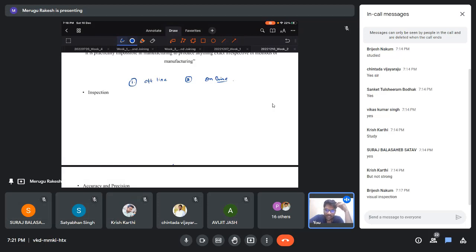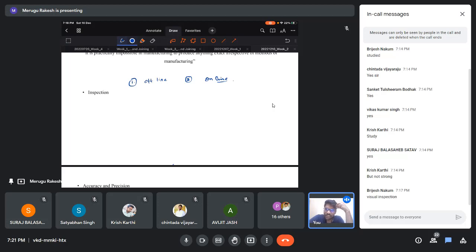In online inspection, while producing itself, you can see if there is any deviation, and we can directly change the parameters accordingly and get the exact shape. In offline inspection, we cannot change anything because everything is already produced. You can only avoid the bad products; only the good products you can utilize.